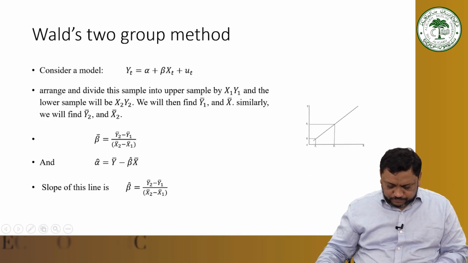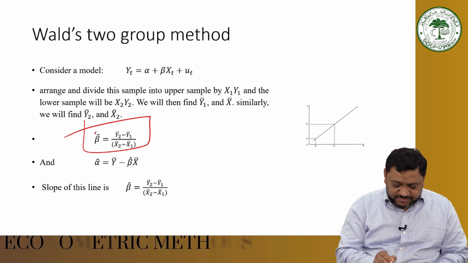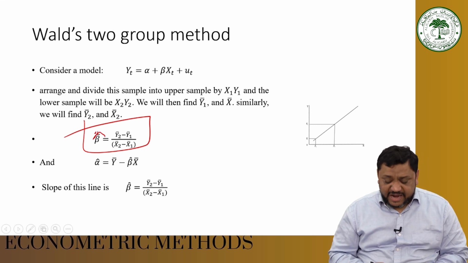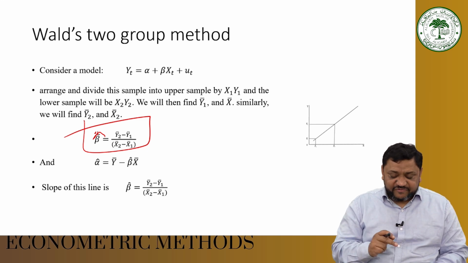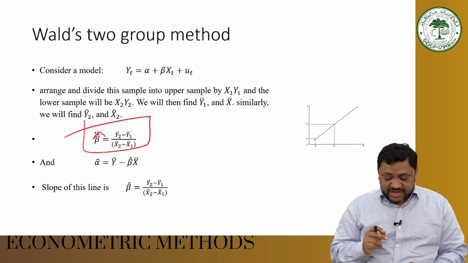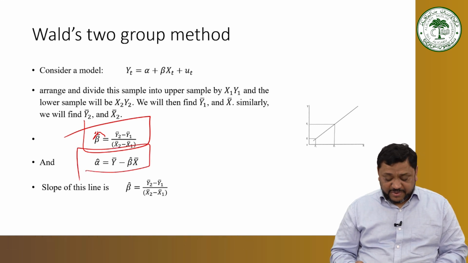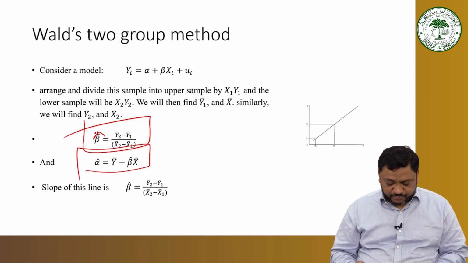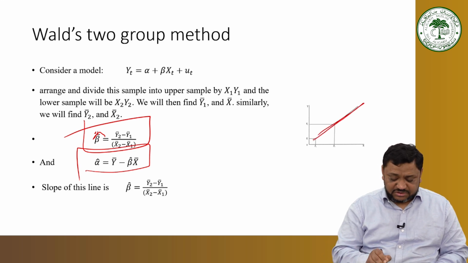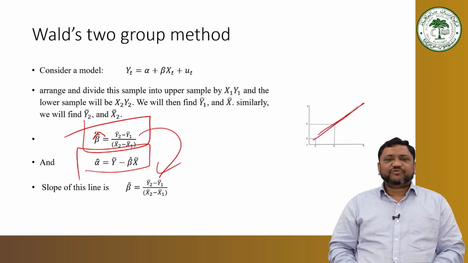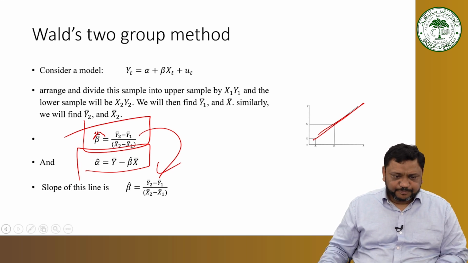Now we can write, not bar, it is beta hat. Beta hat is equal to y2 bar minus y1 bar divided by x2 bar minus x1 bar, and your alpha hat will be equal to y bar minus beta hat x bar. And the slope of this line, I am talking about this line, is nothing but y2 bar minus y1 bar divided by x2 bar minus x1 bar.